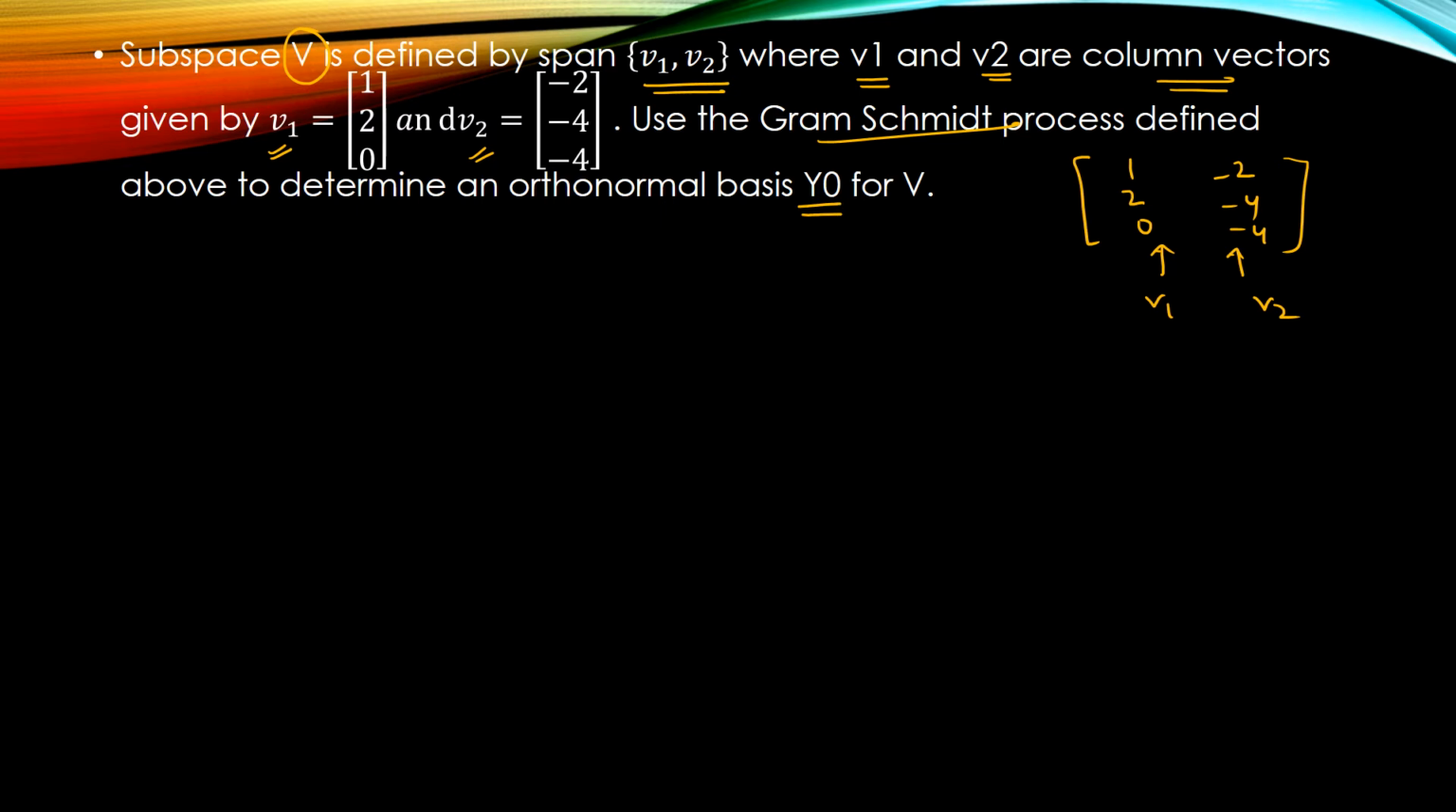Let's say there is Y, which is defined as y1 and y2, and these are orthogonal bases to determine this V. Now we know that the formula is y1 equals v1 only, right?